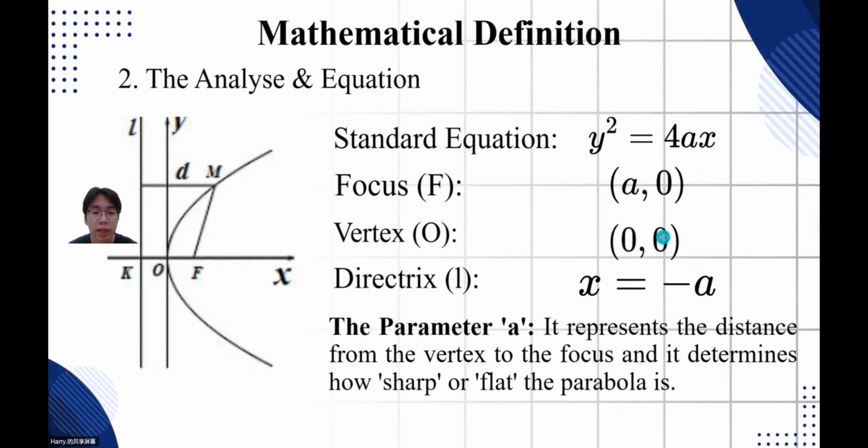In our coordinate system, the standard equation is y² = 4ax. In this equation, the parameter a is the distance from the vertex to the focus F(a, 0). The line at the back is the directrix, x = -a. This a value is very important because it tells engineers exactly where to place the sensor or the light bulb.